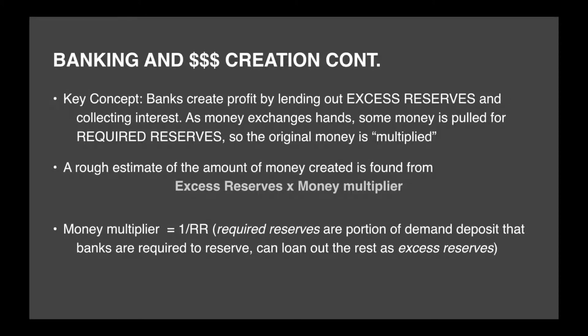One key concept in banking and money creation is that banks create profit by lending out excess reserves and collecting interest from the borrowers. And as money exchanges hands, some money is pulled by each hand as required reserves. So the original money in this way is multiplied. A rough estimate of the amount of money that's created is found by doing excess reserves multiplied by the money multiplier. And the money multiplier, in turn, equals 1 divided by the required reserve ratio, which is a percentage of the demand deposit that the banks are required to reserve, and the rest of the deposit can be loaned out as excess reserves.